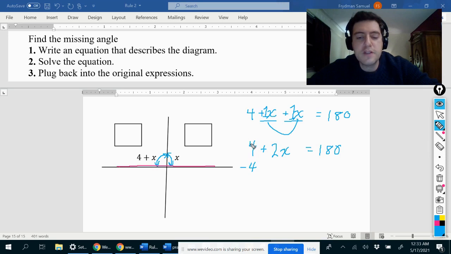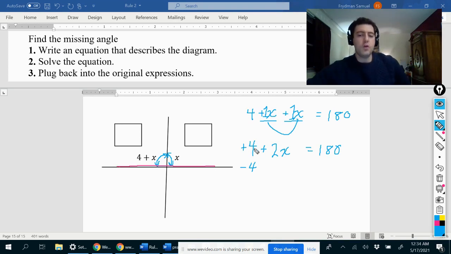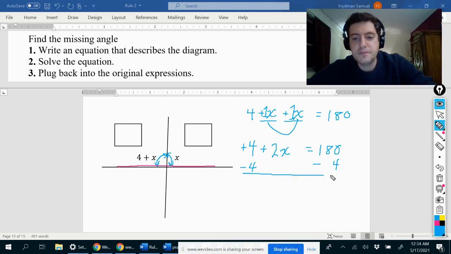Let's subtract 4. So this 4 over here, if you don't see a symbol in front of it, you can squeeze a little plus symbol in there. And then the inverse of addition is subtraction, right? And the reason we can think of this as addition is because 4 plus 2x is the same thing as 2x plus 4. So we can imagine that there's a plus in front of the 4. So let's subtract 4 from both sides, subtraction being the inverse of addition. We would get 2x equals 176. 180 minus 4 is 176. Now divide both sides by 2.